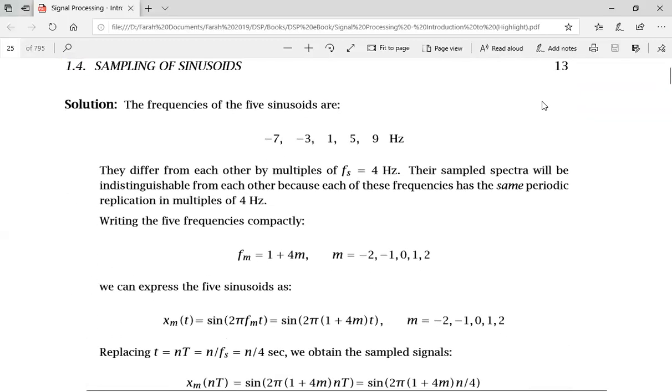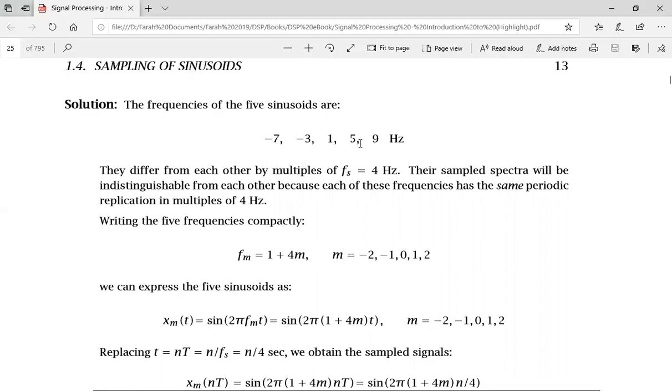what you observe is minus 7, minus 3, 1, 5, and 9, and you are sampling at fs equal to 4 hertz. It means the replicated set of frequencies would be generated one after another for this complete set by f plus minus m fs. Okay, this you can do, and then you will get it.